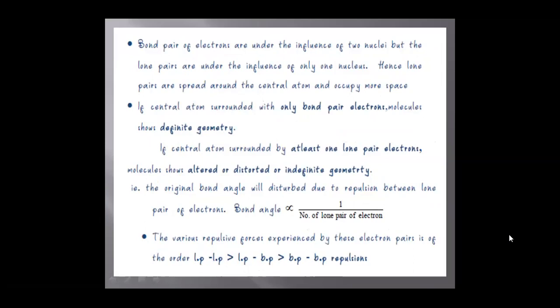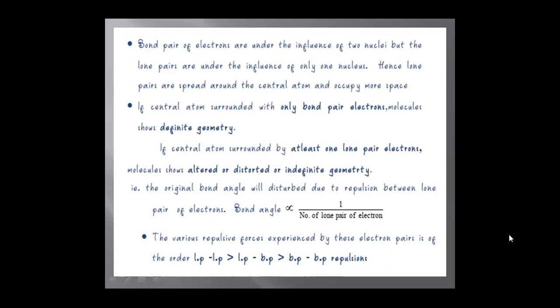If the central atom is surrounded with only bond pairs of electrons, the molecule shows a definite geometry. If the central atom is surrounded by at least one lone pair of electrons, the molecule shows an altered, distorted or indefinite geometry. That is, the original bond angle is disturbed due to the repulsion caused by the lone pair of electrons.